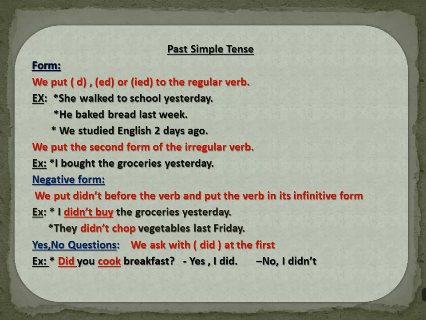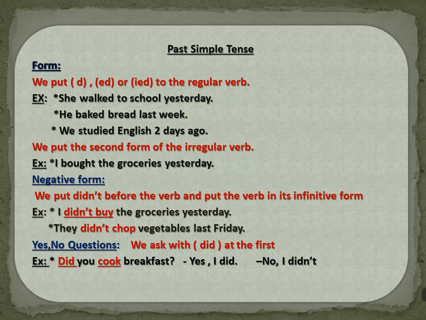We put the second form of the irregular verbs. I bought the groceries yesterday. What is the negative form? In the negative form, we put not to the verb. But we didn't have a helping verb to put not to it. We put didn't before the verb. I didn't buy the groceries yesterday.